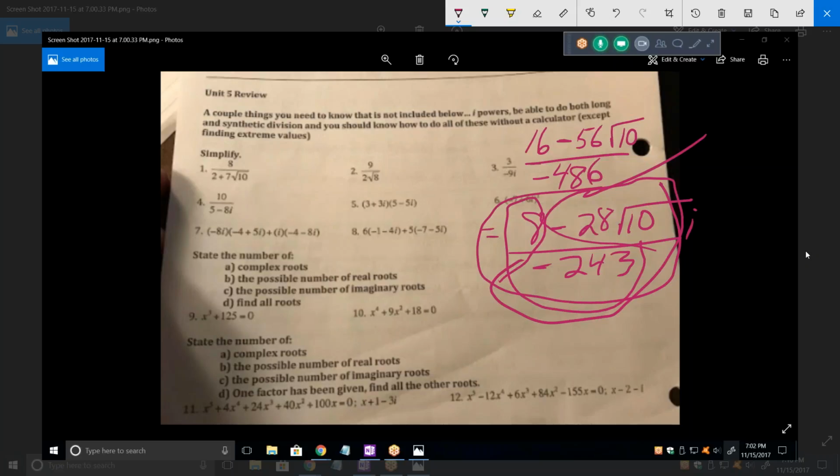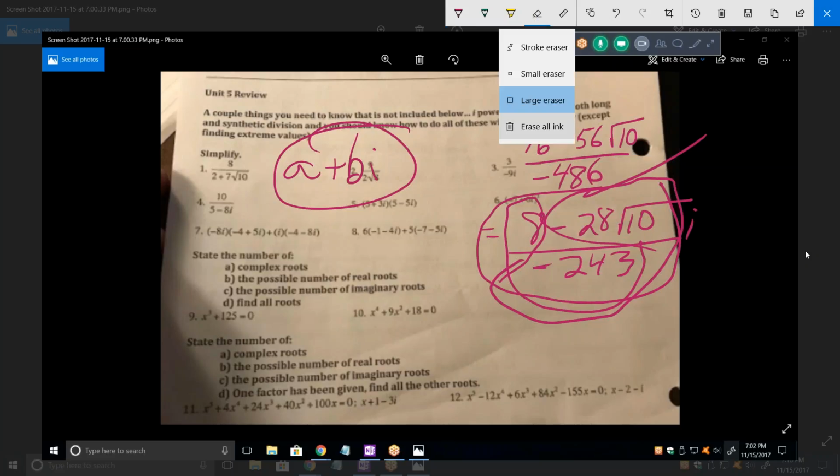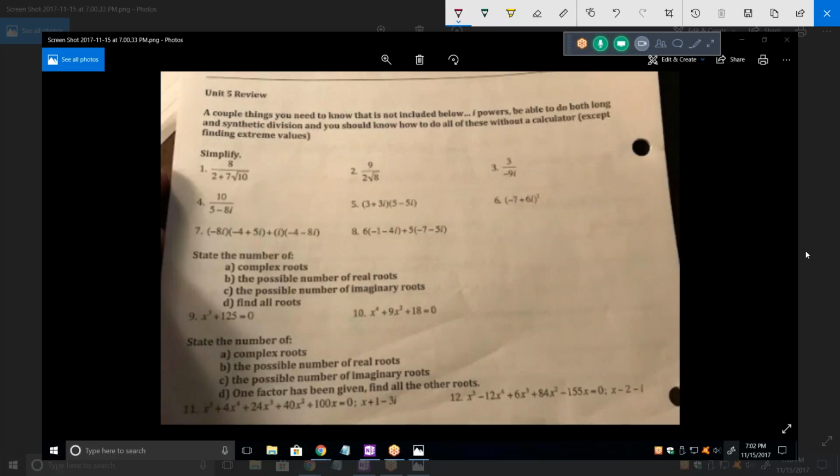They generally like their answers in A plus Bi format. And in order to get that, you have to separate that into two fractions. But as long as it's just an irrational numerator, then this answer is fine. All right. How about number 2?